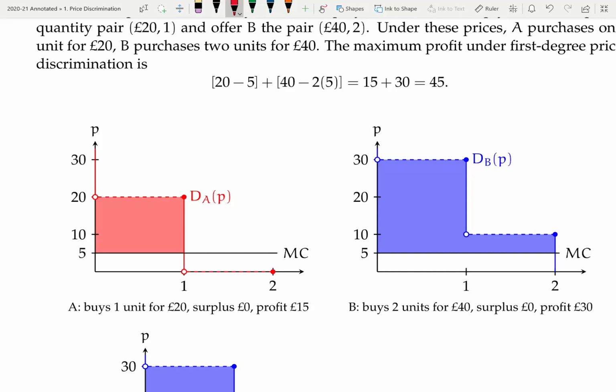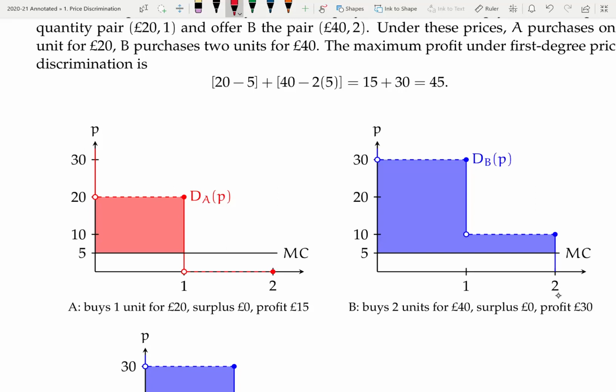Now, what about buyer B? Well, the idea is similar. Buyer B's marginal valuation for the first unit is 30, which is more than marginal cost. So it makes sense for the monopoly to sell that unit to buyer B. But what about the second unit? Well, the marginal valuation of that, the height of this demand curve here, is also above marginal cost. So the monopoly can make a profit on that unit as well. So the monopoly will want to sell 2 units to buyer B.